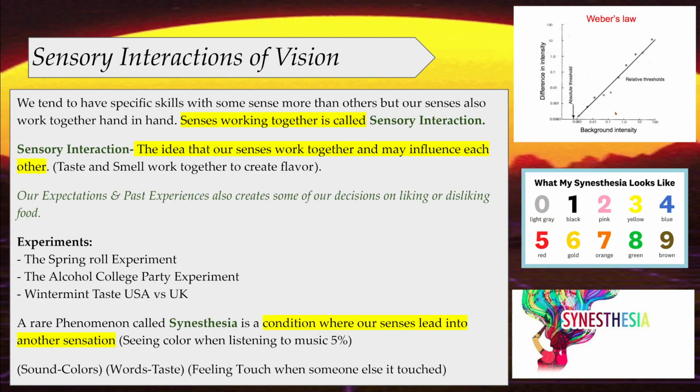Now, this idea of sensory interaction just means that our senses work together. So for example, our sensation of smell also works with our sensation of taste. This helps us create the idea of flavor. So the reason our food has certain flavors is because our senses are working the same job with each other to give us that experience. That's why, for example, when we're sick, we might not be able to taste food as well.